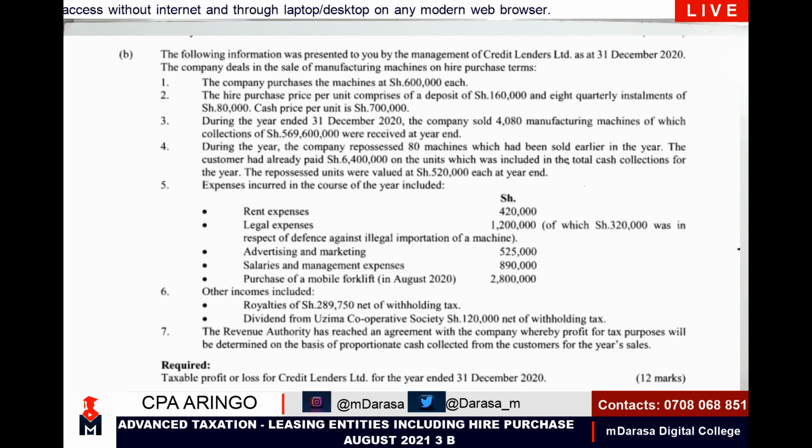Note 6, we are told that other incomes included the royalties, 289,750 net of withholding tax. We know very well that withholding tax for royalties is always at the rate of 5%, so you'll have to determine the gross amount. Then also we are given dividends from Uzima Cooperative Society, 120 net of withholding tax. That one you know very well is a non-qualifying dividend.